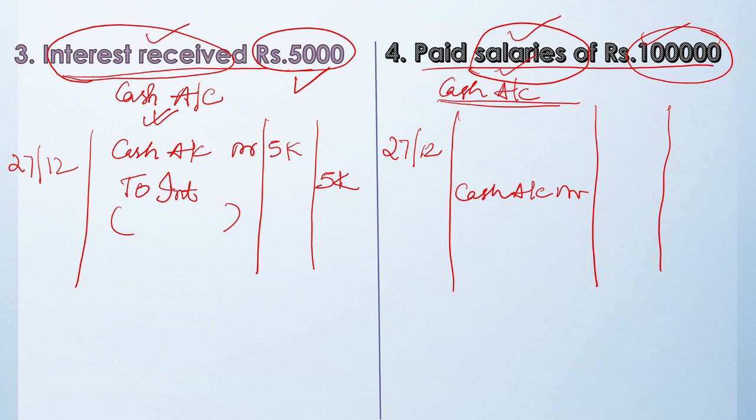Same way, salary is your expense. So we are debiting it. Salaries account debit to cash account. The amount shall be 1 lakh and 1 lakh on both the columns, right? Here the narration will be paid salary to the workers for rupees 1 lakh by cash, right? I hope it is clear. The third entry is for cash receipt. The fourth one is for the cash payment.